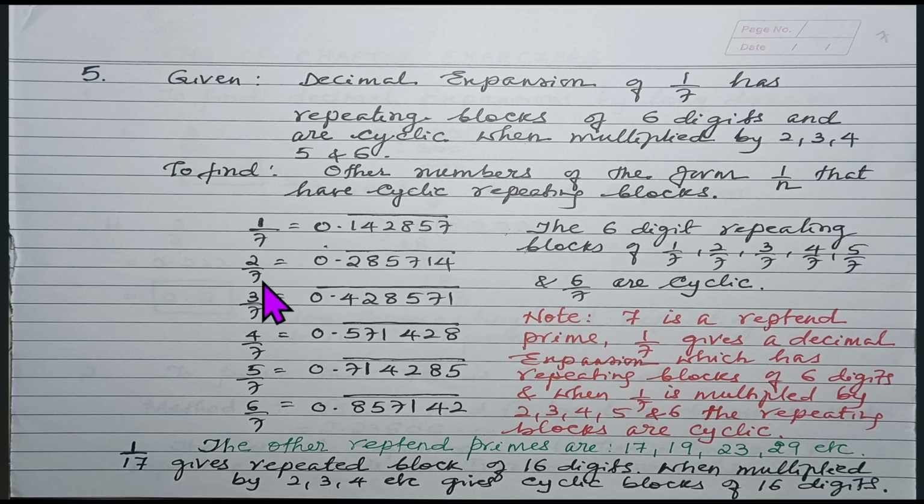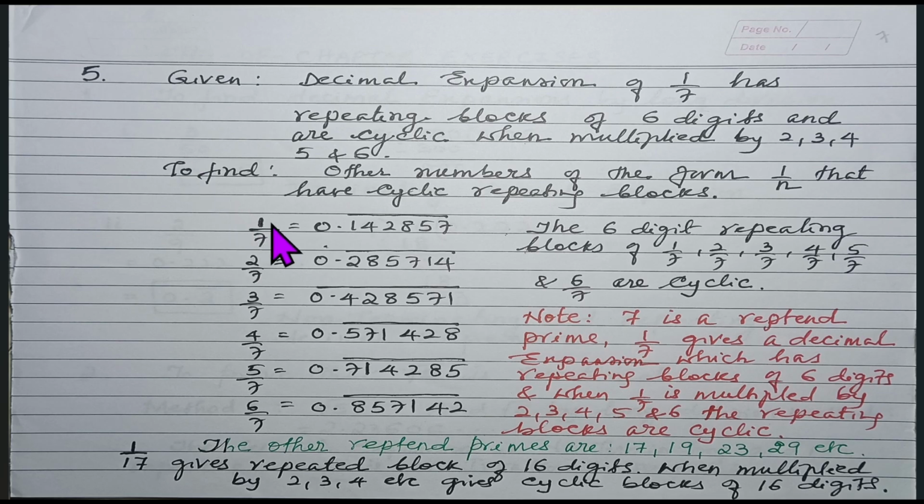That means already we have been given 1 by 7, what is 2 by 7, what is 3 by 7, what is 4 by 7, what is 5 by 7 and what is 6 by 7. And there is a repeating block of 6 digits in each. So you will find the digits are the same, only they have been permuted or arranged in a different order. So we have 1 4 2 8 5 7, and starting with 2, 2 8 5 7 1 4, and starting with 4, 4 2 8 5 7 1, and starting with 5, 5 7 1 4 2 8, starting with 7, 7 1 4 2 8 5, and starting with 8, 8 5 7 1 4 2.